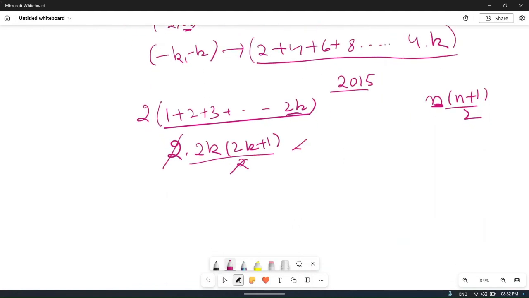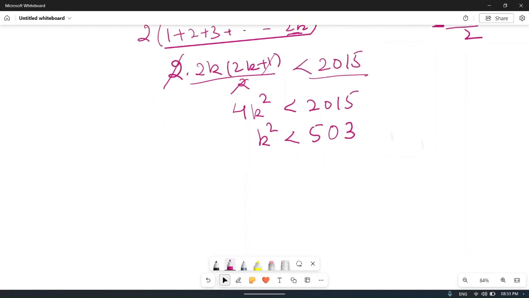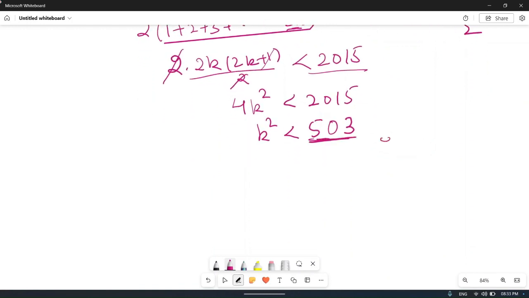So this should be less than 2015. It might not be precisely 2015, but less than 2015. So I want to roughly estimate this. If I discard this, roughly 4k square is less than 2015, and k square is less than 503. So I can see which square is this. 20 square is 400 and 25 square is 625. So my k would be between these two. I can experiment. So my k would be coming out to be 22.